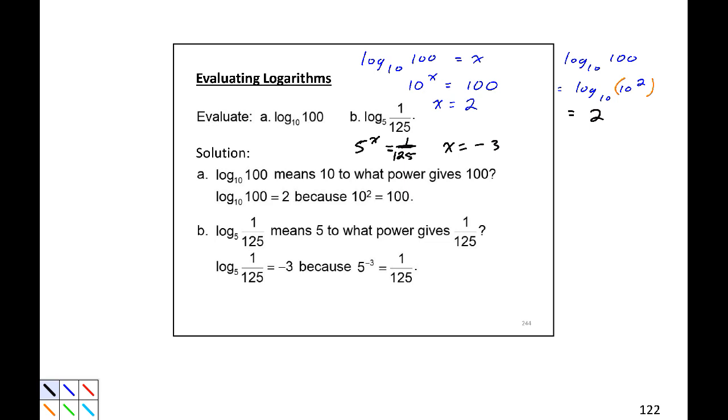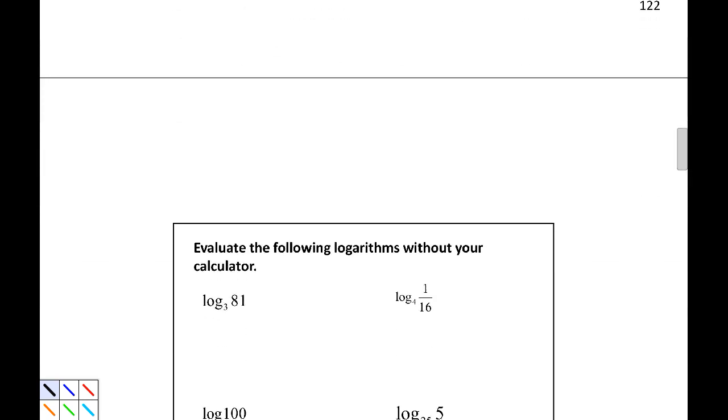Or you could write log base 5 of 5 to the negative 3. Just go ahead and write that here. Log base 5 of 5 to the negative 3, because that's how we can write 1/125th with a base of 5, and that would result in negative 3. We get the same result thinking about it in two different ways. Those two things are equivalent. Let's look at a few examples.